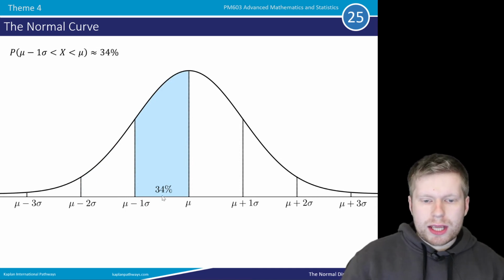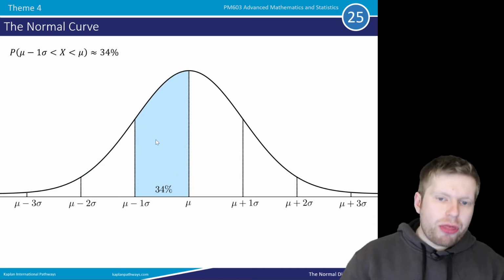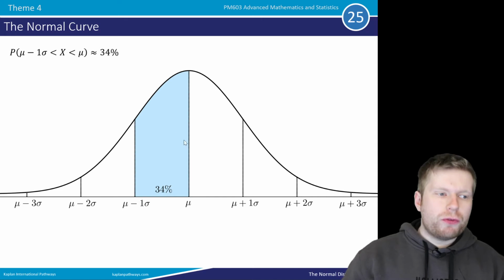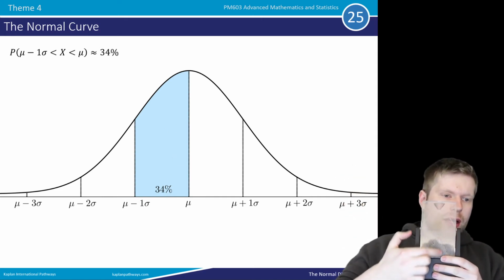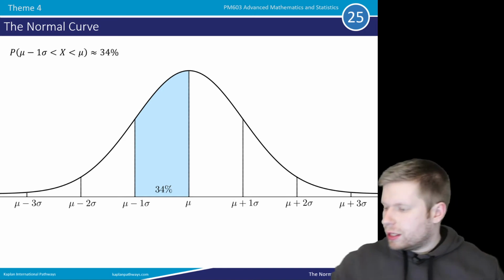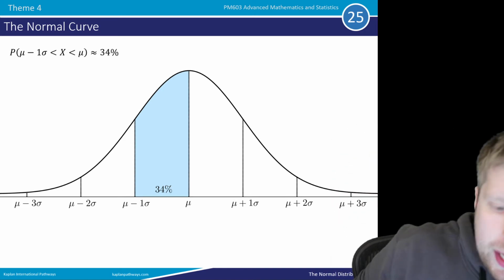And if I look between 1 standard deviation and the mean, I'm expecting about 34% of my data to fall in that particular region. So in other words, 34% of my data should lie on that side of the mean, between 1 standard deviation and the mean itself.